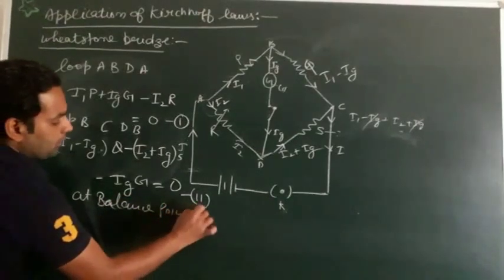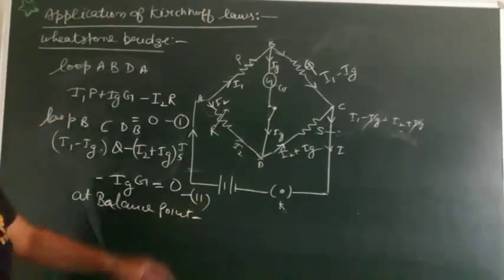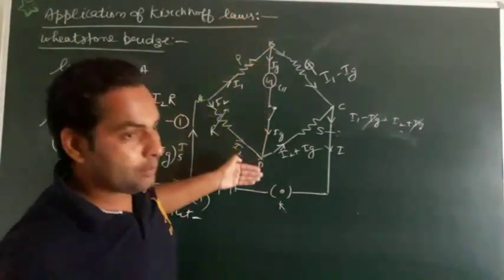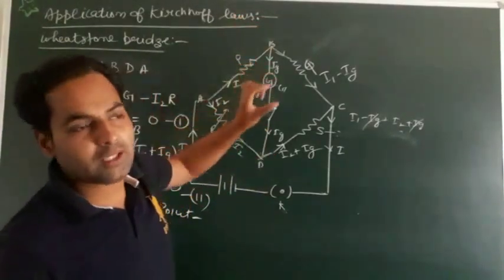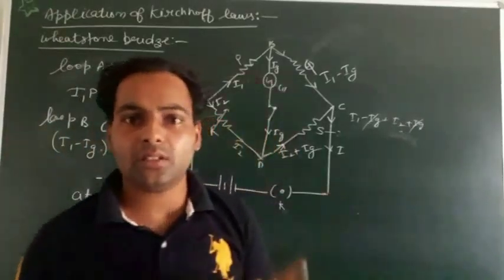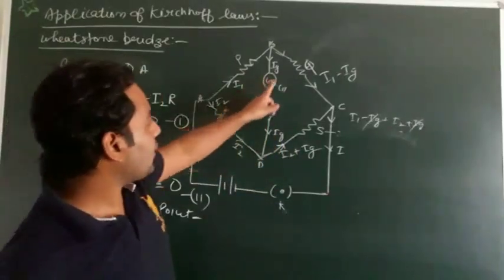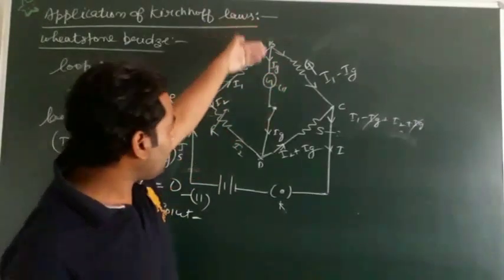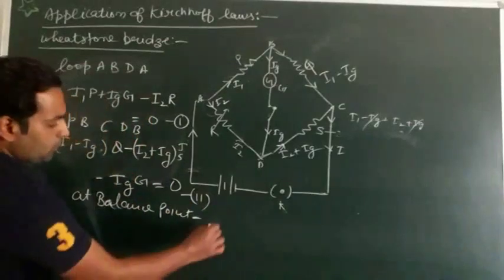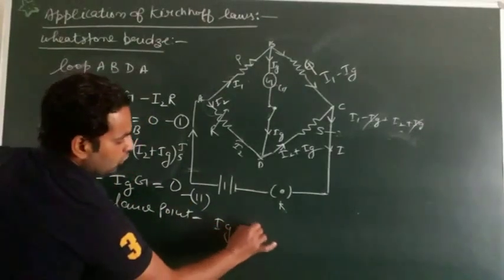So again, we previously proved what the balance point is. The balance point is the point when no current is in the arm BD, meaning the galvanometer shows no deflection. So when you reach the balance point, the galvanometer shows no deflection, meaning no current in that arm. So the value of Ig is equal to 0 at the balance point.